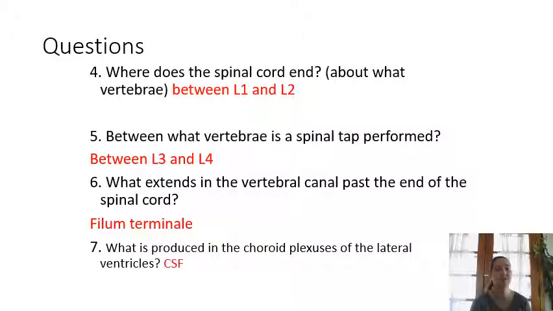All right, so answers here. The spinal cord ends between lumbar vertebrae 1 and 2. So between L1 and L2 is where the actual spinal cord ends. If we need to do a spinal tap, we're going in between L3 and L4. And again, that's because it's a little bit safer to go into the canal past where the actual spinal cord has ended. So that reduces any possible damage to the cord. And then what extends in the vertebral canal past the cord, that's the filum terminale. And then what's produced in those choroid plexuses is cerebrospinal fluid.